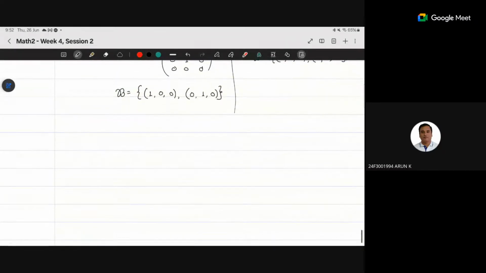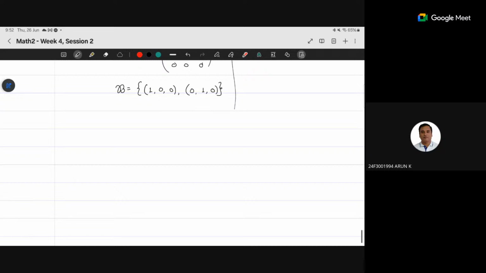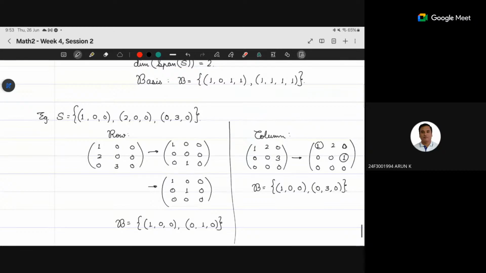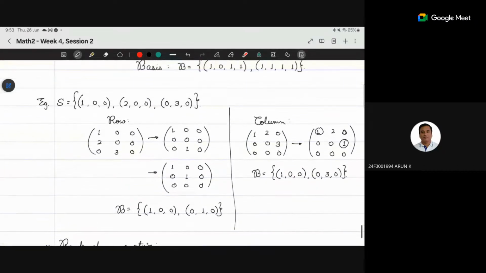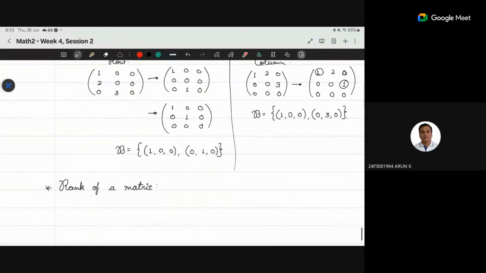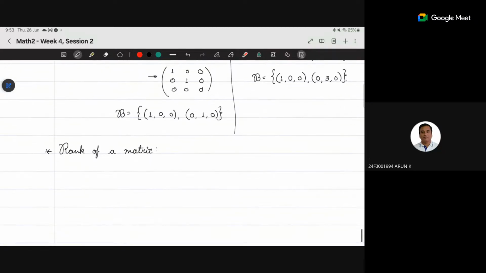Okay, so we are almost out of time. There is one important concept that needs to be covered, and that is the rank of a matrix. This will be something that is relevant even much later on. Right now it might seem a little out of place, but it is a very important concept that keeps coming up later also.